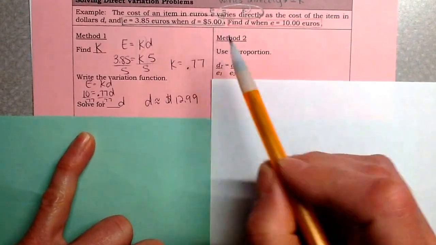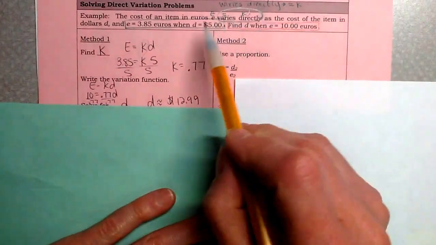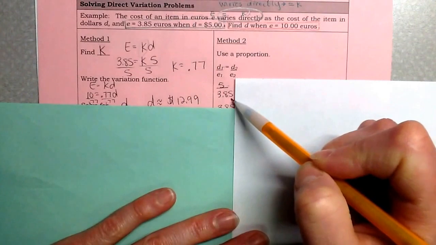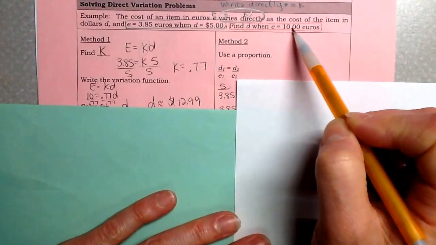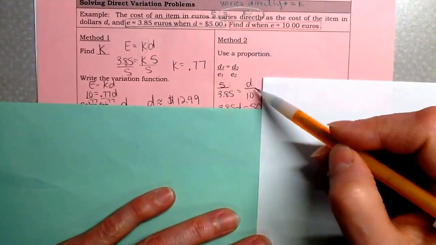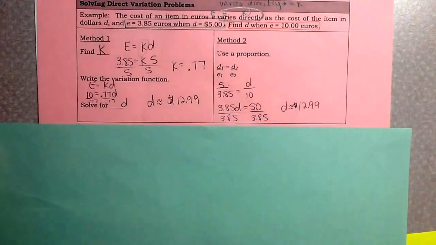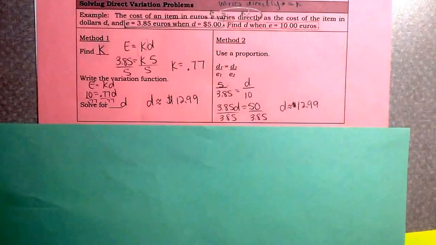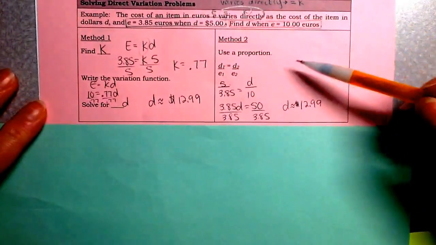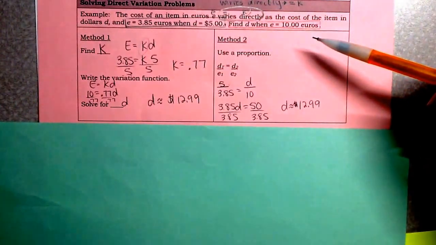So all we have to do is substitute the values. We're going to put in the first set, we know the dollars is represented by 5. We know euros is 3.85. The second set of information, the euros are 10. And the dollars are D, what we're trying to find. So now you can just cross multiply, and you're going to divide, and you end up with the same exact answer. So again, this is what you did last year when you were trying to measure maybe across a pond of water, and you used similar triangles.